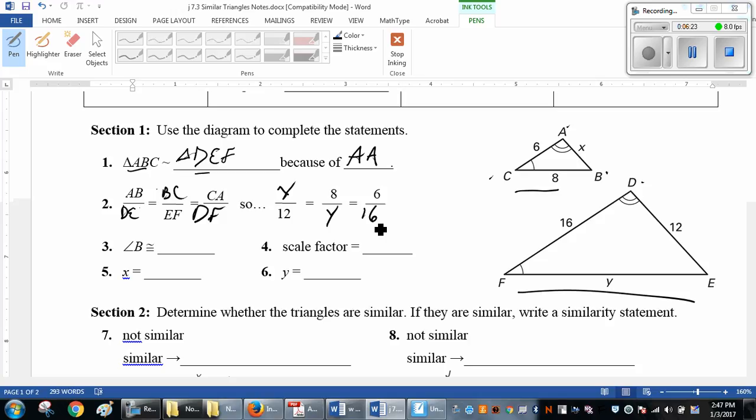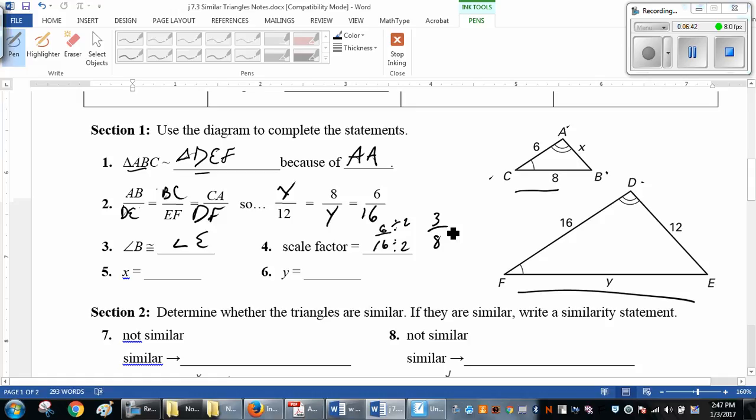Now, angle B we have congruent to angle E. We already talked about that. That should have been the easy one for you to see. Our scale factor here is given by this ratio right here, 6 over 16. Okay, let's simplify that. Divide by 2, divide by 2. So that gives me 3/8.